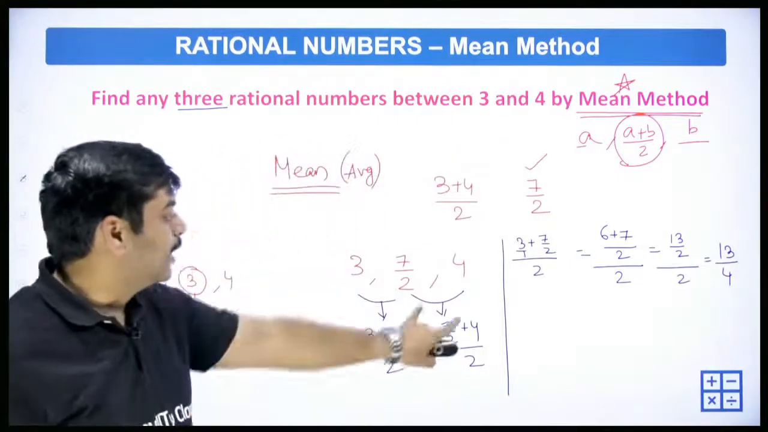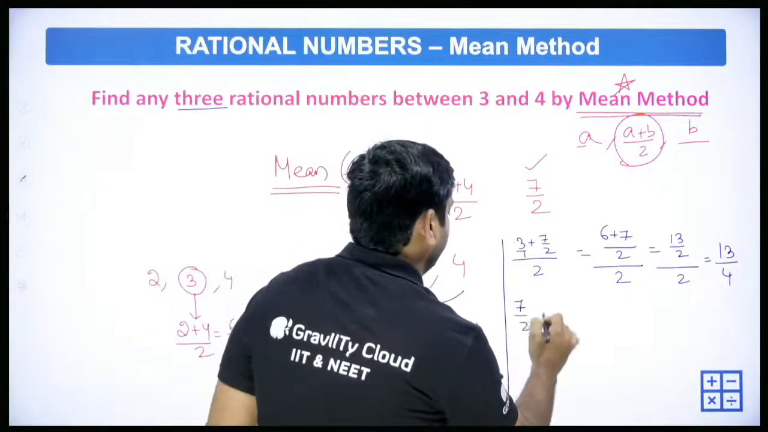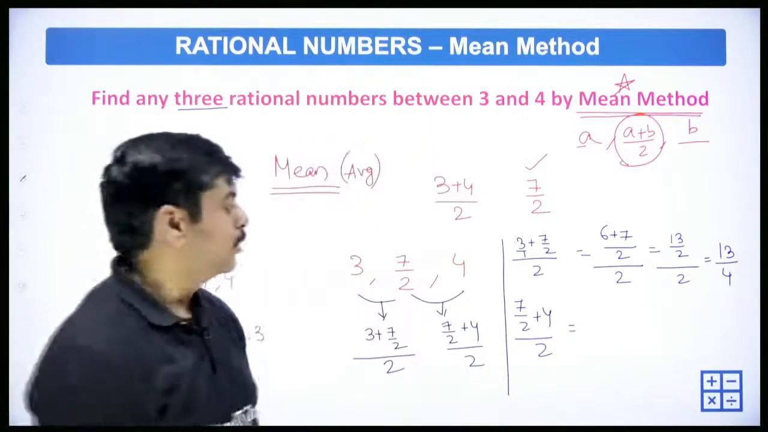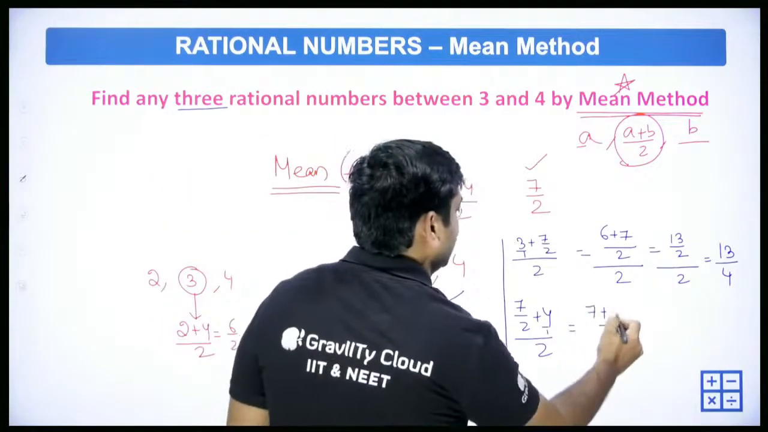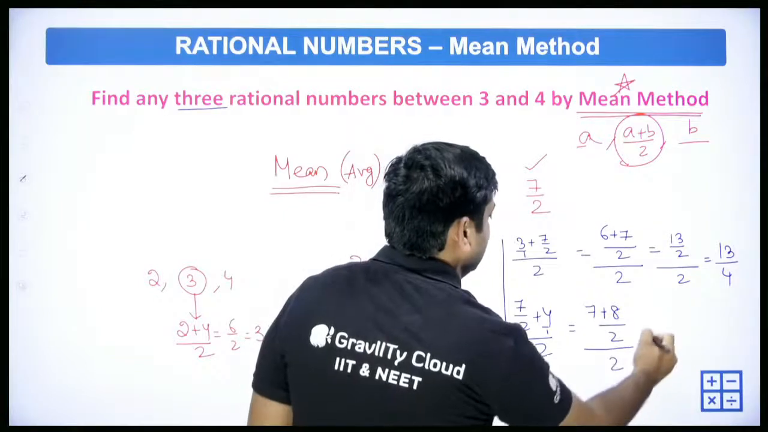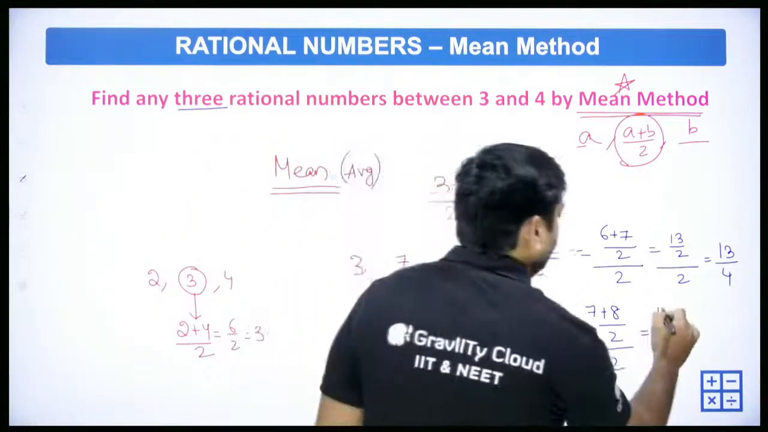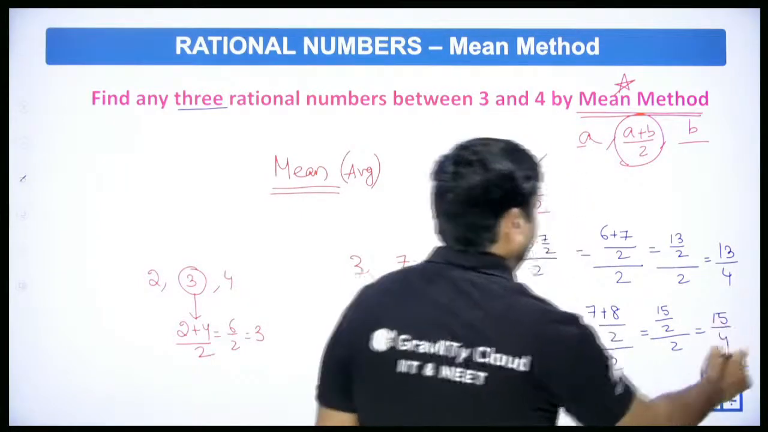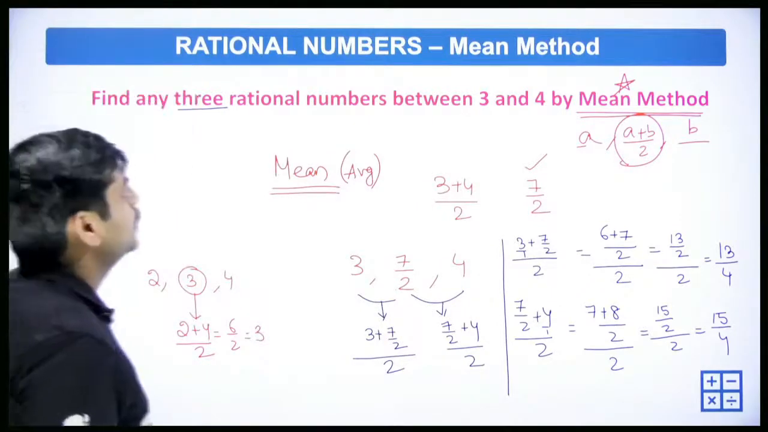In the same way, let's try to find this value: 7 by 2 plus 4 by 2. Okay. So again, LCM is 2. So 4 becomes 8 by 2. 7 plus 8 is 15. 15 by 2 by 2 will give you 15 by 4. So what are the numbers that I can write between these two numbers?